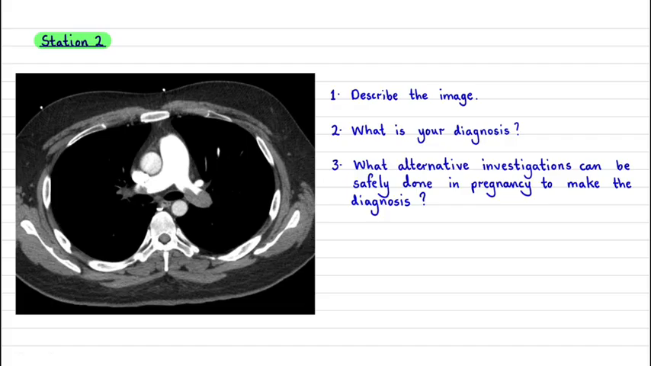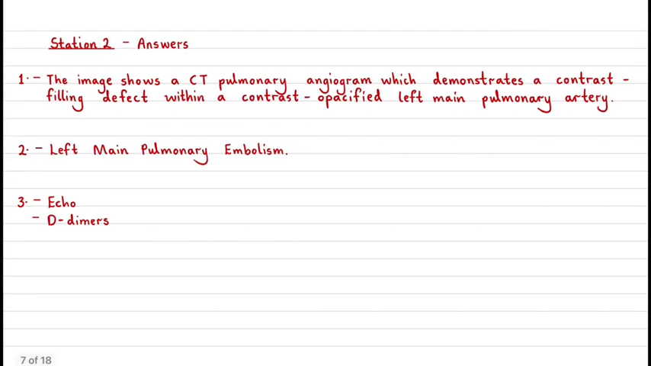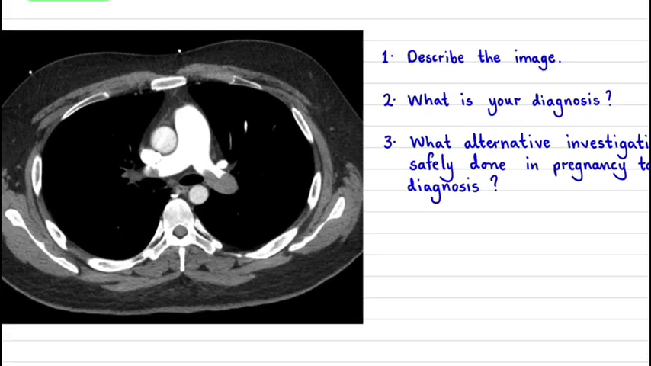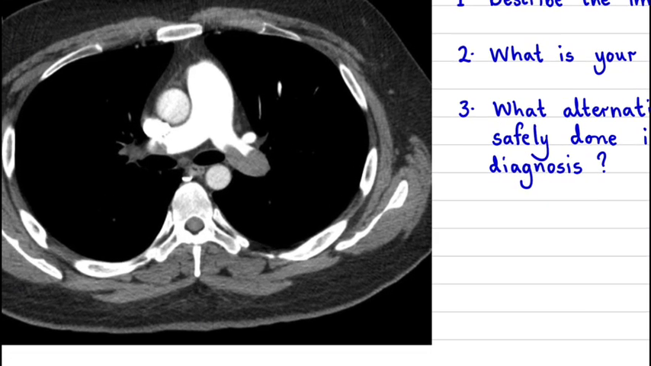Station 2, describe the image. What is your diagnosis? What alternative investigations can be safely done in pregnancy to make the same diagnosis? So this is a CTPA. The image shows a CT pulmonary angiogram, which demonstrates a contrast filling defect within a contrast opacified left main pulmonary artery. What I'm saying here is the image shows a contrast filling defect, which is right here.